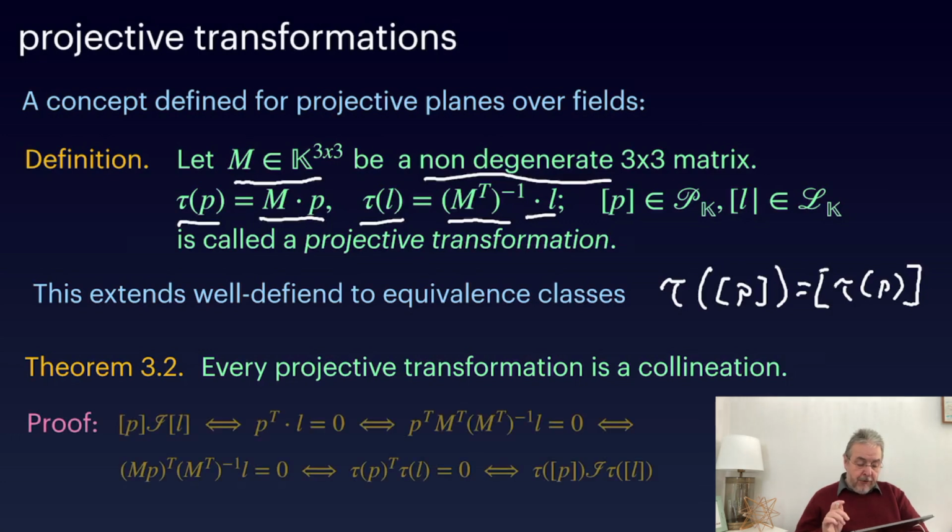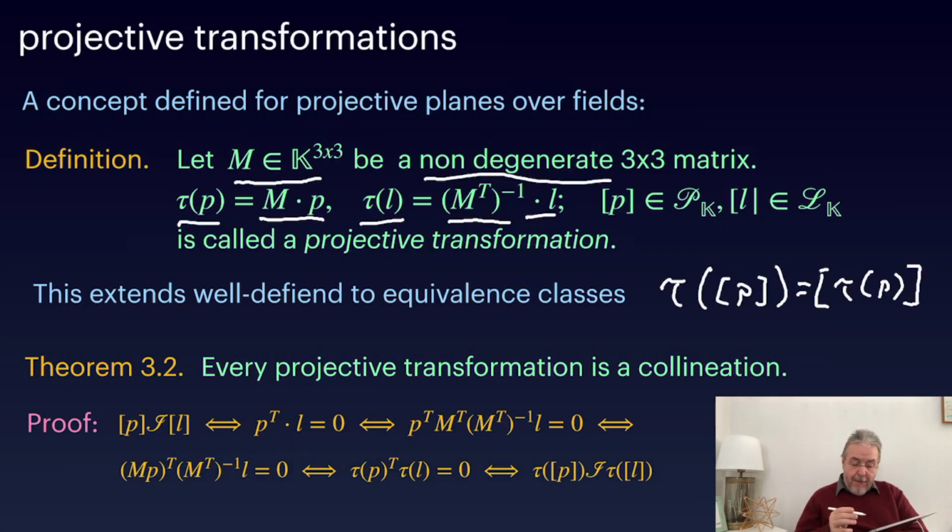So what does the proof look like? Assume we have a point incident to a line, so we can write this incidence relation as the following product, and here I wrote the scalar product in matrix notation. So I take the vector of P, transpose it and multiply it by the line L, and they are incident if this product here is 0.